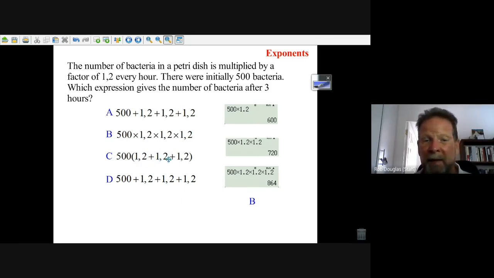These other ones, if I add the 1.2, I'll be going 500 times 3.6. I won't get nearly that big. I won't get that number, and it'll give me something else that doesn't work. And gee, A and D look the same anyways, but B is the right answer here.